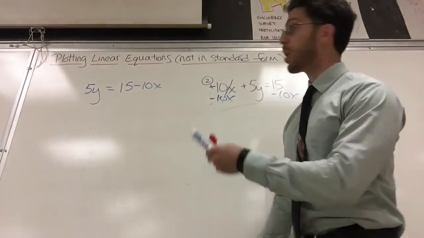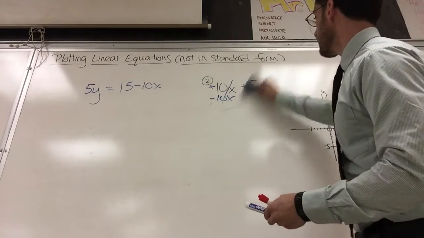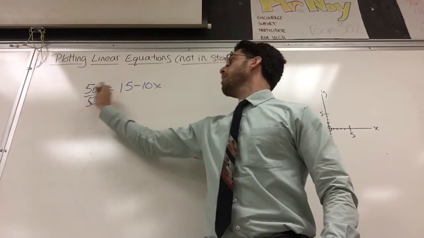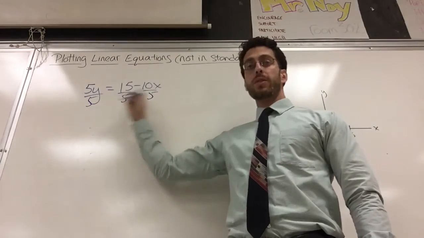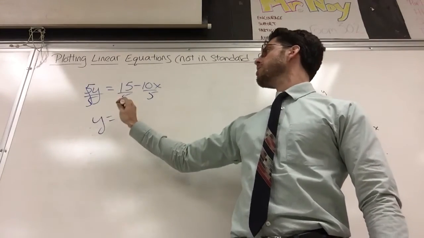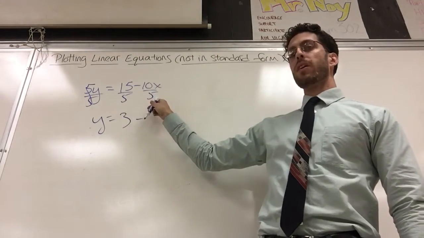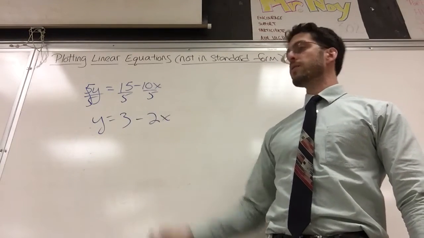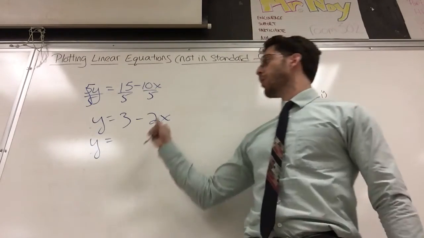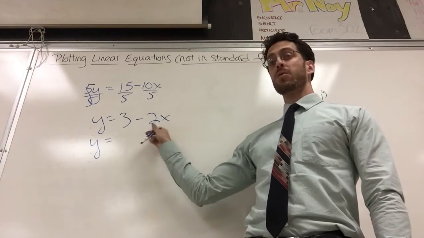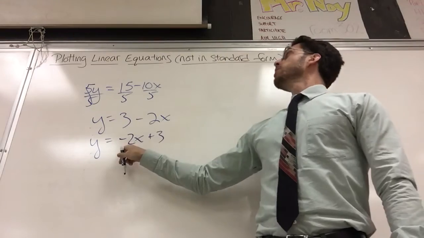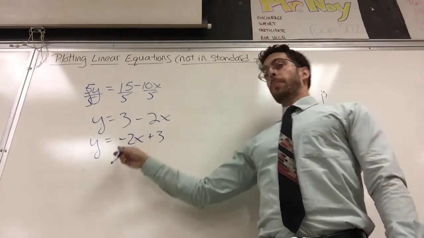So now I got y alone, right? No, not quite. Let me divide by the coefficient, divide by 5 in every single term, and y equals 15 divided by 5 is 3, minus 10 divided by 5 is 2x. Good? Let me just, again, use that switch it property. I want my x term first. This time it's a negative 2x, and that 3 is positive. So now, it wasn't in standard form. I put it in standard form.